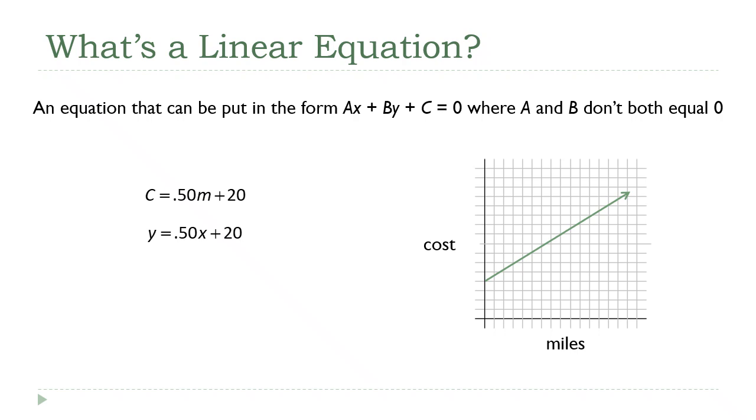Now, if I apply a little algebra and shift the X part and the $20 to the other side, then the equation looks like this. And that looks a lot more like the original equation. A is equal to 1, B is equal to negative 0.5, and C is equal to negative 20. So that's what the definition means by it's an equation that can be put in the form. You might not start off there, but if we can manipulate it until it looks like that, right, then it's going to qualify as a linear equation.